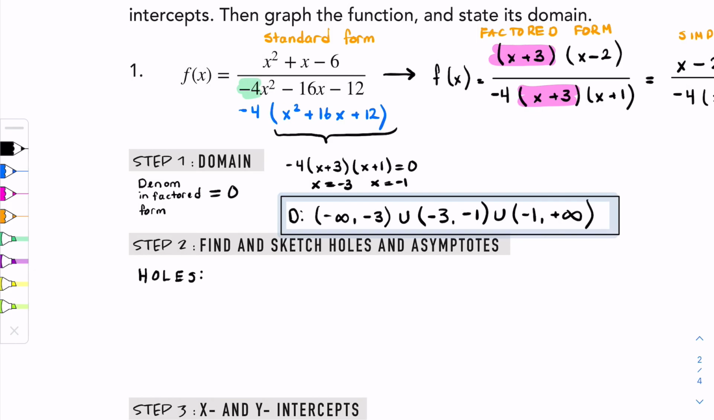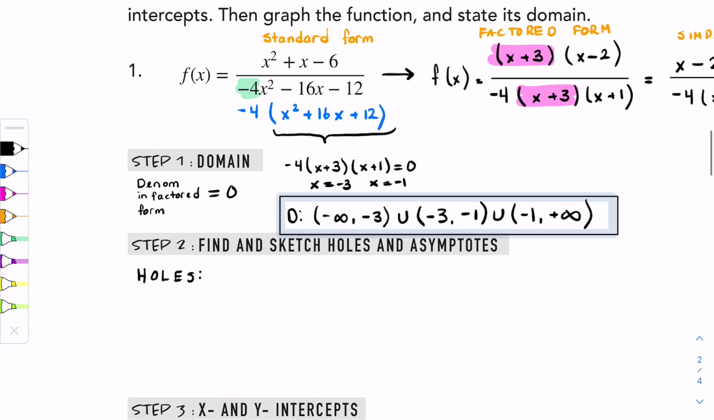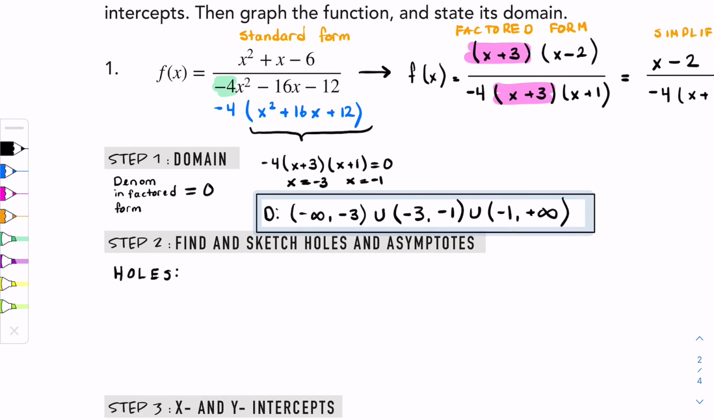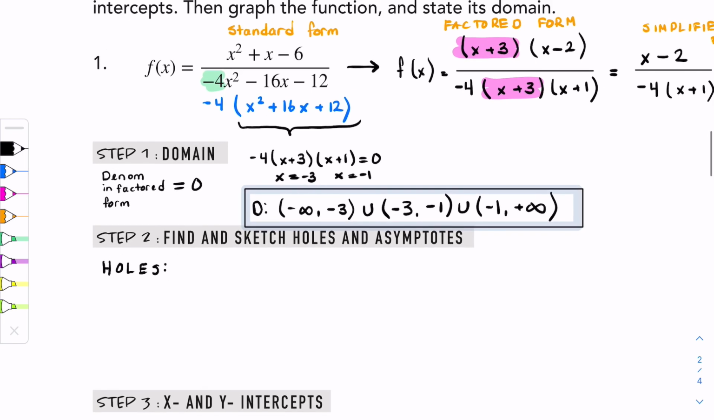And actually, we found the 3 forms above, so we already found standard form, factored form, and the simplified form. Hopefully you all recognize that we have a common factor of x plus 3. We can eliminate that common factor. Eliminating the common factor tells us that the x value is going to be found by setting that common factor of x plus 3 equal to 0. X is equal to negative 3.